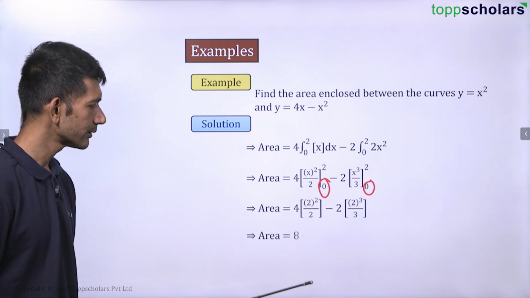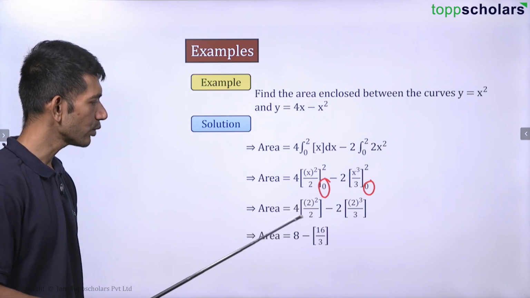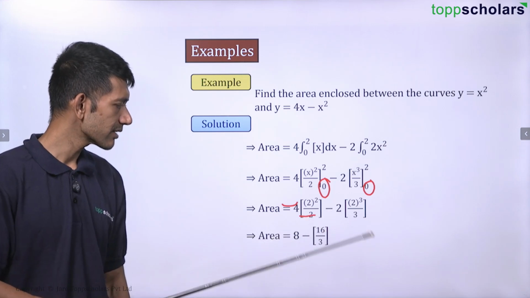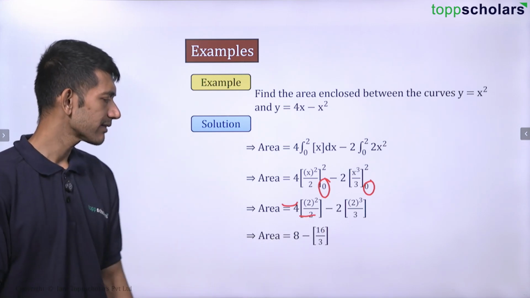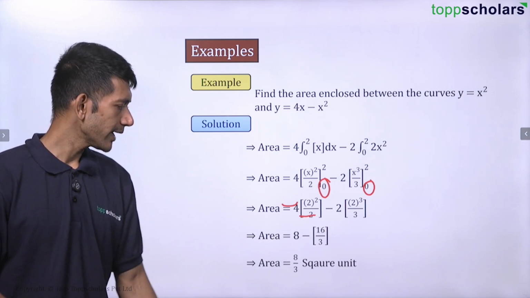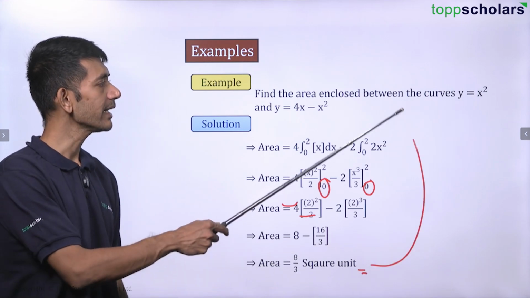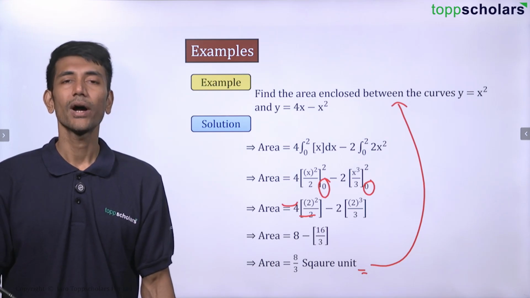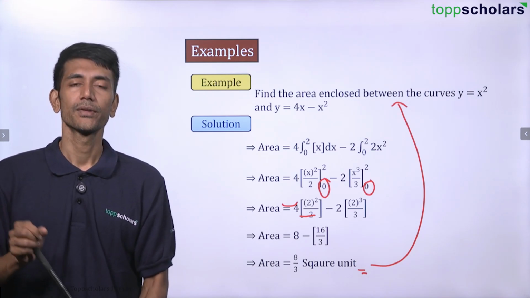Solve it further. Here you get 8, 2 twos are 4, 4 twos are 8, and then 16 by 3. Solve this: 24 minus 16, 8 by 3, right? So 8 by 3 square units is the area enclosed between the two curves y equal to x square and y equal to 4x minus x square.